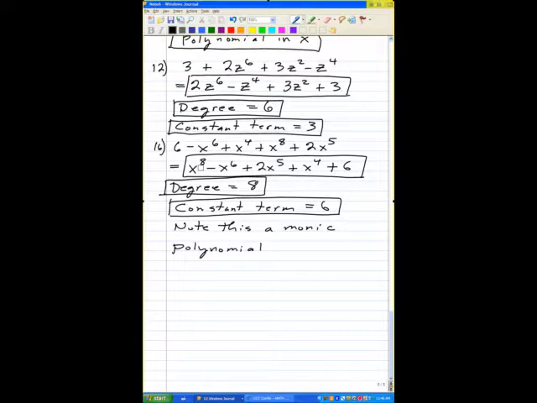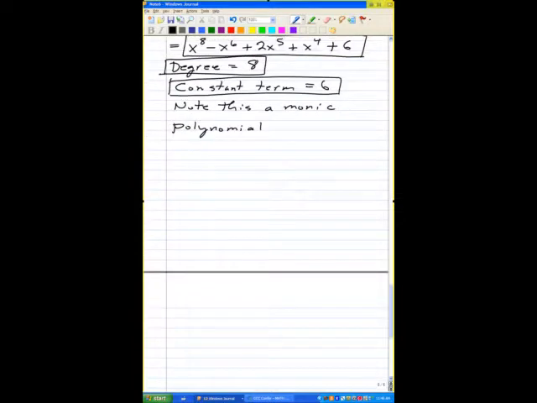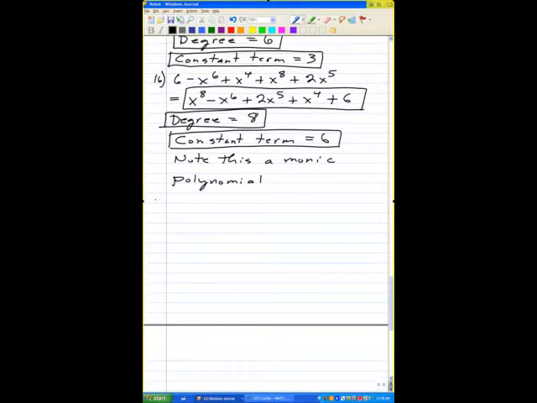Okay, let me do problem number 20. In exercises 19 through 30, identify which is a monomial, binomial, trinomial, or any of the other types of polynomials. What is the degree of the polynomial? So I have here 1 minus 2x plus 3x cubed.